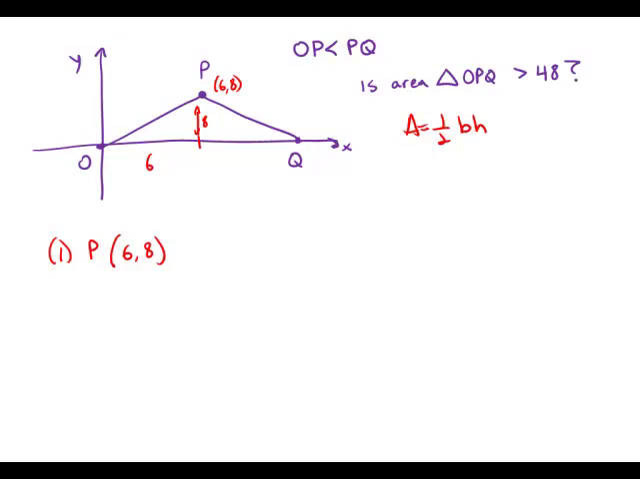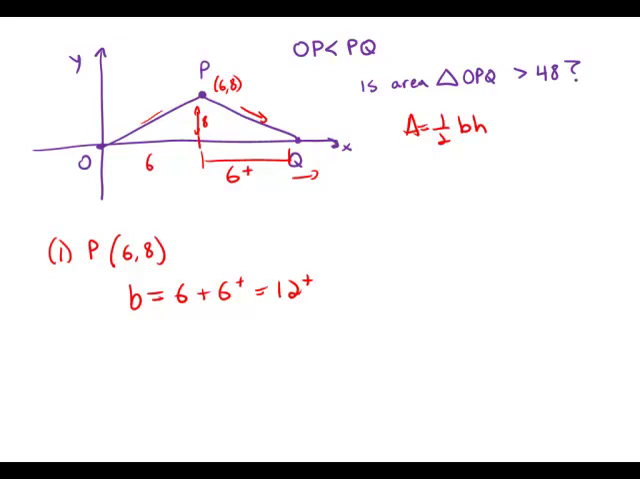But because we know that PQ is longer than OP, we know that this length goes out further, so that this distance here has to be more than 6. I'll write that as 6 plus. And so what that means is that the total base of the triangle would be 6 plus something more than 6, so that would be something more than 12.